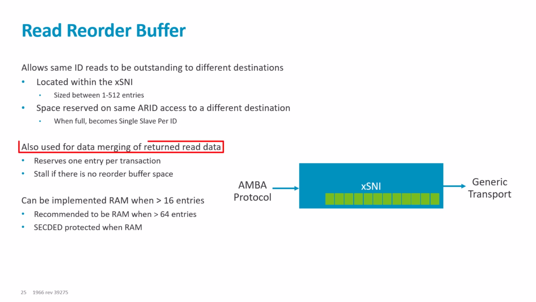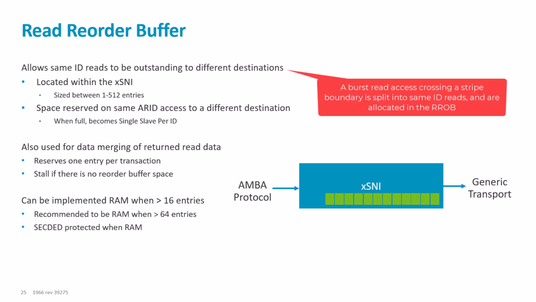The second use is for merging return read data. It is possible that the ASNI has a larger data width than the downstream AMNI. When sending read requests to an AMNI with lower data width, the ASNI allocates one single entry in the read reorder buffer per transaction, regardless of the length of the burst. The read reorder buffer collects the returning partial read data and merges it according to the data width of the ASNI. If there is no read reorder buffer space, then the transaction is stalled.